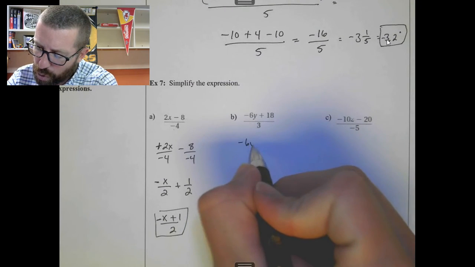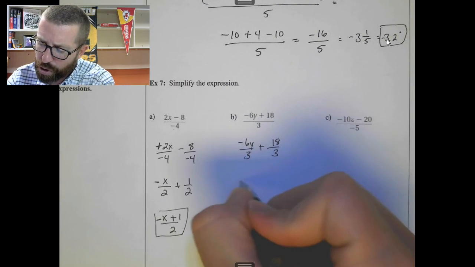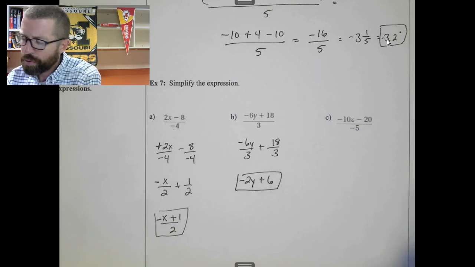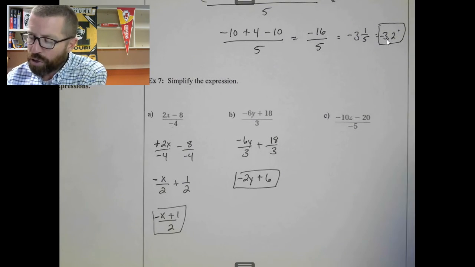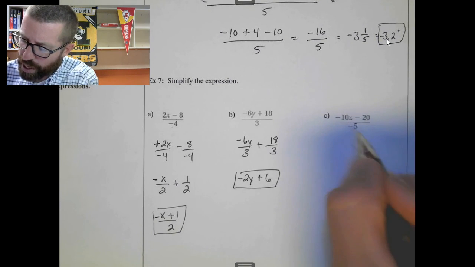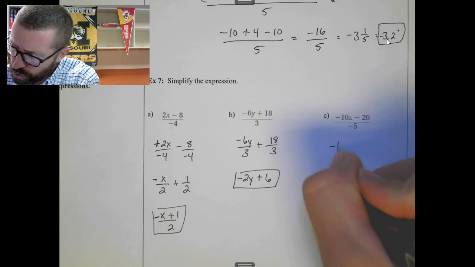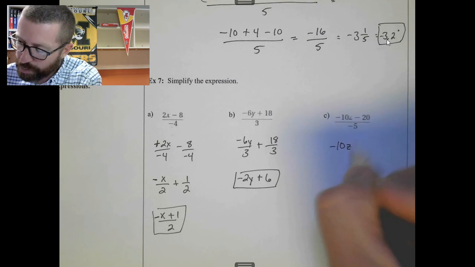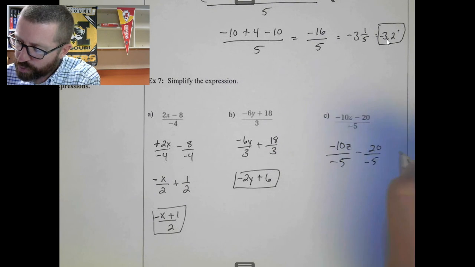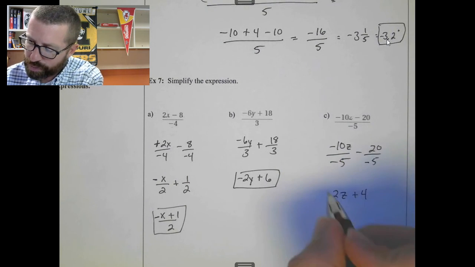So here, -6y/3 plus 18/3. And then just reduce. This is -2y. 18/3 is 6. And then last one, try this on your own. Push pause if you haven't yet and try it. You can divide by everything here. So divide, sorry, -5 by everything. Or split it up and you get 2z plus 4.